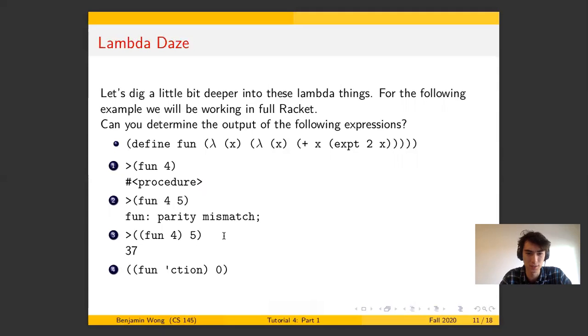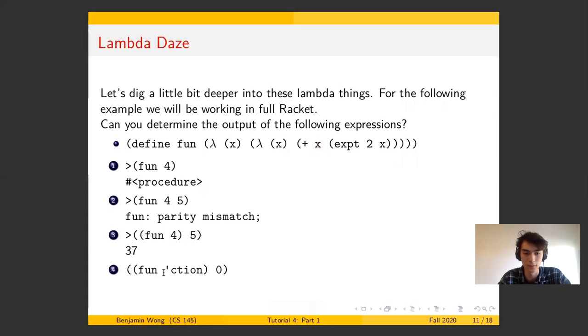Racket outputs 37. As you can see, that is using 5 as this x and using 5 as this x as well. It's 5 plus 32. It appears that we've thrown away the value 4.